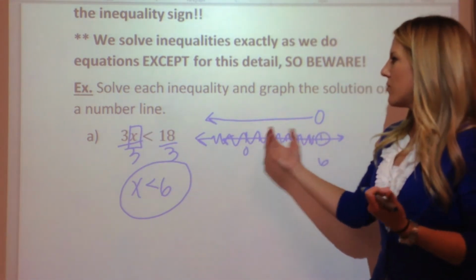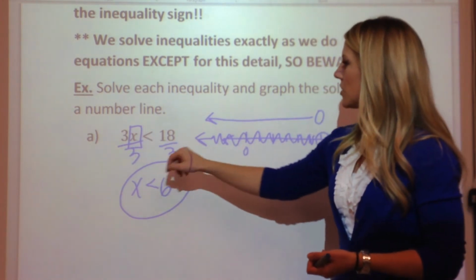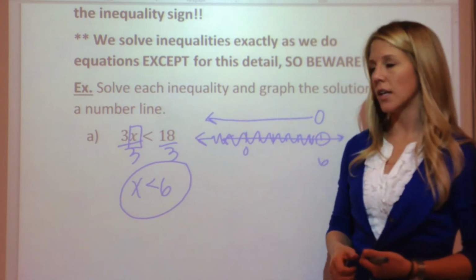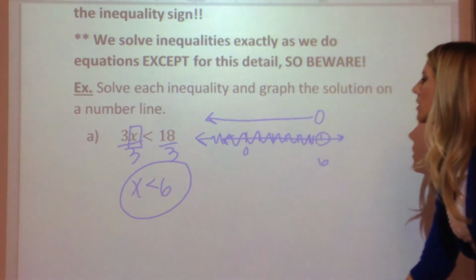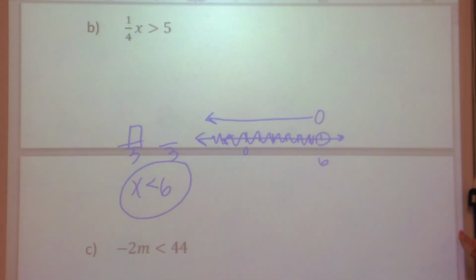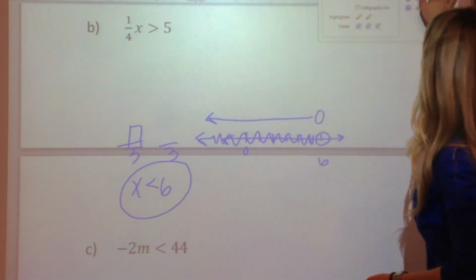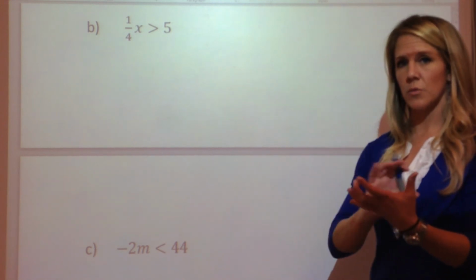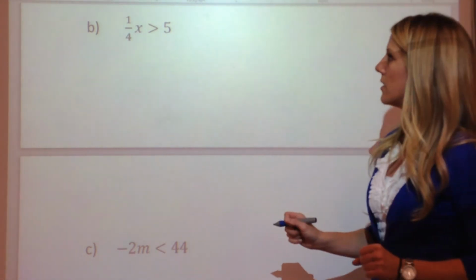So I can plug in -1, because that's part of my solution set. 3 times -1 is -3. Is that less than 18? Yes, so it makes that inequality true. So that's how you can always check your answers, is taking any number from that solution set and plugging it in to verify that it makes the inequality true. Just as we did with equations, we took that solution, plugged it in, make sure left side equals right side.